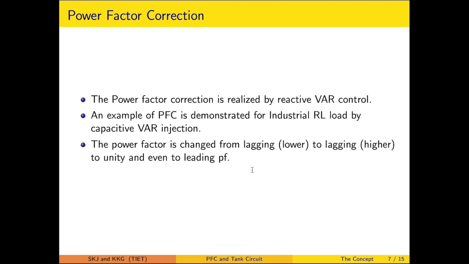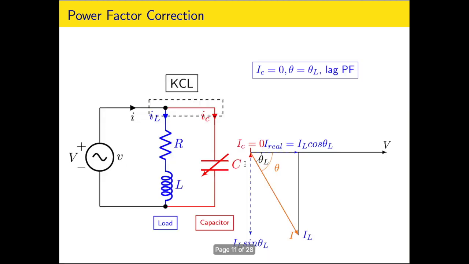Now the effectiveness of the power factor correction is demonstrated with the help of an example that we considered. In this example, the improvement in the power factor has been demonstrated, where the low power factor lagging load is compensated to different levels of lagging power factor, then to unity, and it can even result in a leading power factor as well. So let's say this is the arrangement, and the power factor compensator is represented by a variable capacitor.